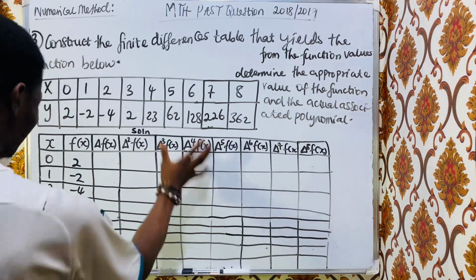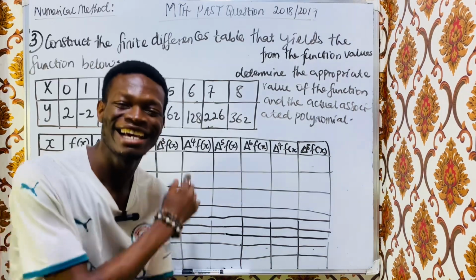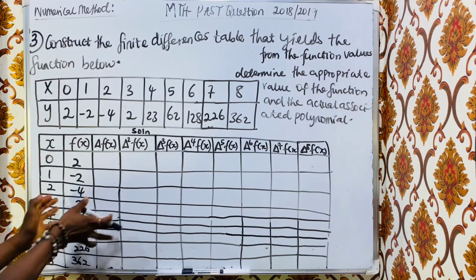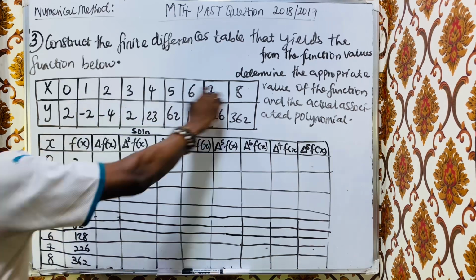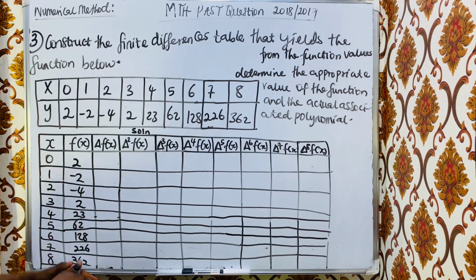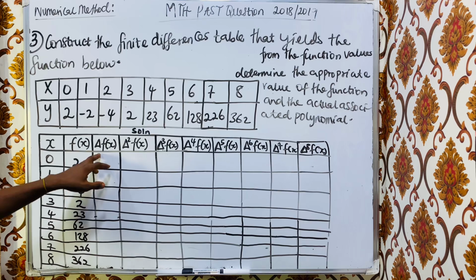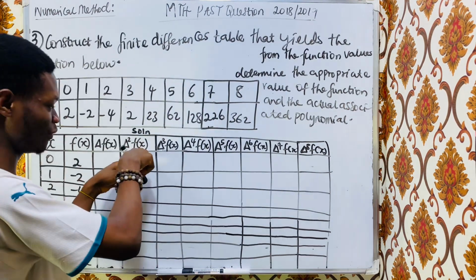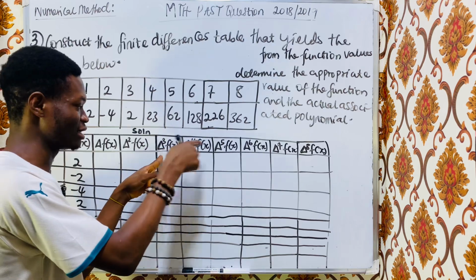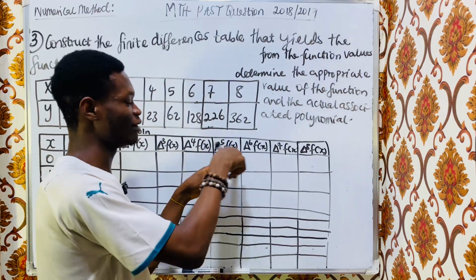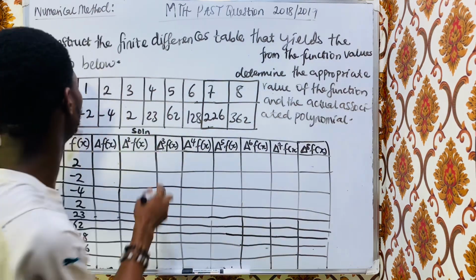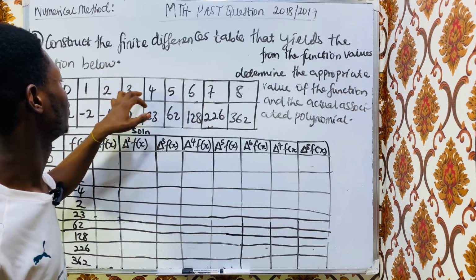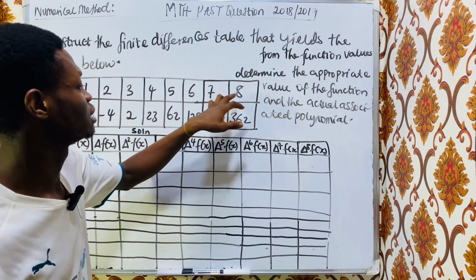I've constructed the table. I hope it's nice. So see what I did. I just constructed the table. My x values are all these, my f of x are all these. You know that f of x is still y. So you now write your change of f of x first, then change squared of f of x, third differencing, fourth differencing, fifth differencing, 6, 7, 8, because we have 1, 2, 3, 4, 5, 6, 7, 8.